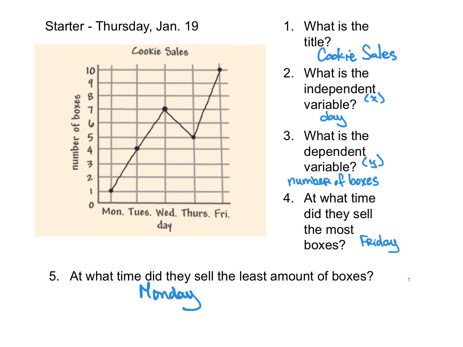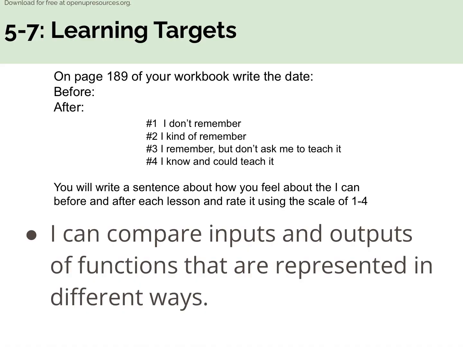And then we're going to get out our workbook. All right, let's turn to page 189. We are looking at Lesson 7. The I can statement is, I can compare inputs and outputs of functions that are represented in different ways. And so go ahead and give yourself a number. So 1, I don't remember. 2, I kind of remember it. 3, I do remember it. 4, I can teach it to my friend.